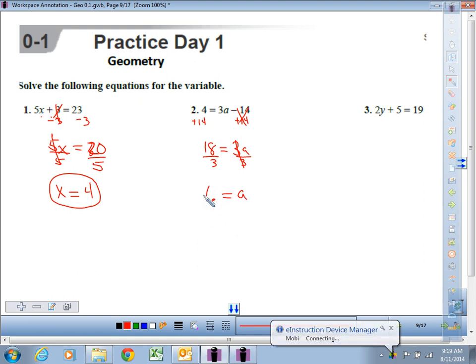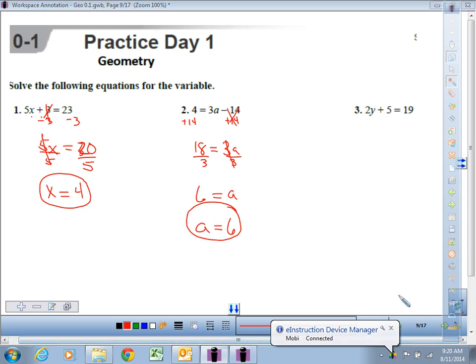Now, I don't like writing it like this. It's not wrong, so you could leave this as the answer. I like to use the symmetric property of equality, which states that you can flip-flop that about the equal sign, and it's still the same. So a is 6. Okay. So now, let's go ahead and move on to number 3.